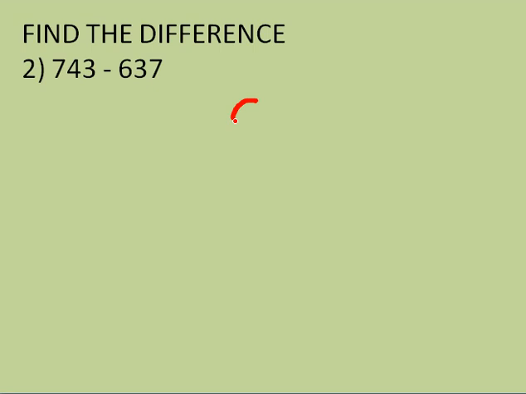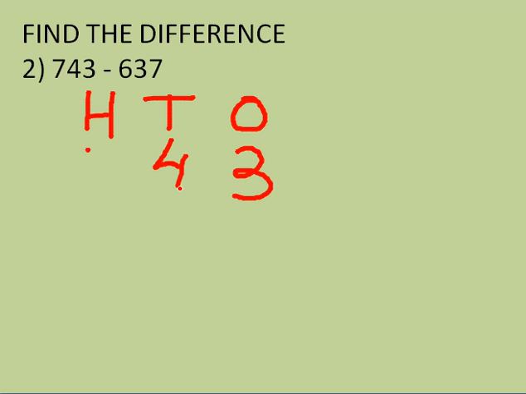First what will we do? Ones, tens, hundreds. I have marked these places. These are 3-digit numbers, so I marked 3 places. We will see which one is the larger number. This is the larger one, 743. So I'll write this number 743. 3 is at ones place, 4 is at tens place, and 7 at hundreds place. Now I'll put the symbol of subtraction. The next number is 637.